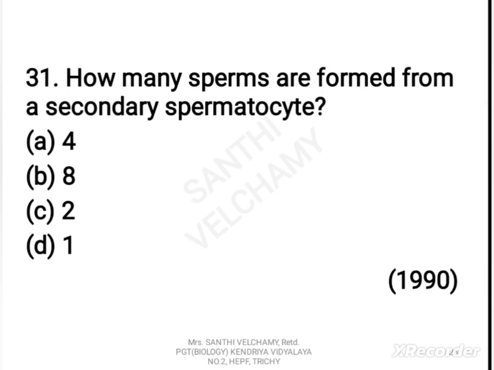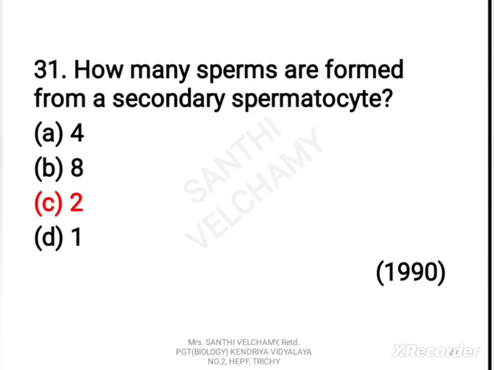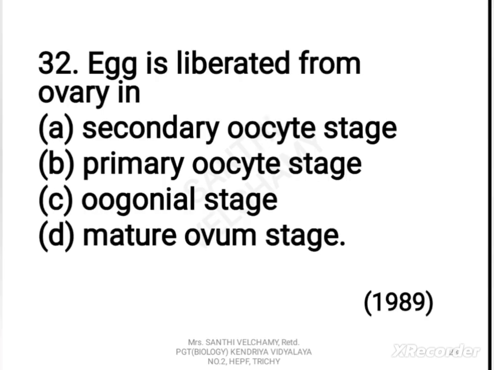A. 4, B. 8, C. 2, D. 1. The correct answer is C. 2. Now next question. Egg is liberated from ovary in A. secondary oocyte stage, B. primary oocyte stage, C. oogonial stage, D. mature ovum stage. Can you find the correct answer? It is A. secondary oocyte stage.